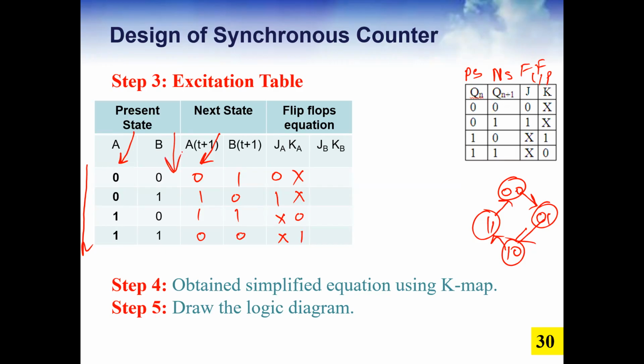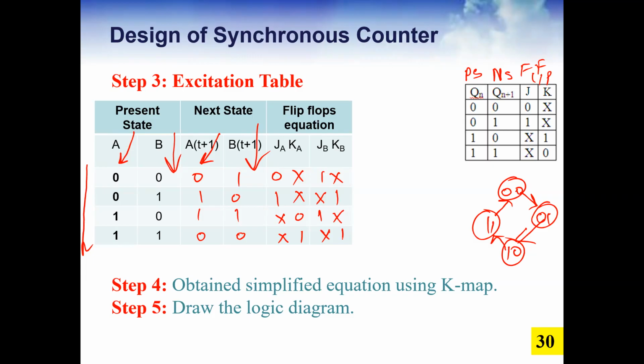Now we can focus on the B present value and B next value, which is 0, 1. So 1, don't care. Same, 1, 0, which is don't care, 1. Then we have 0, 1, which means 1, don't care. Then we have 1, 0, which means don't care, 1. Once you have completed that, you need to use the K-map and find the equations for all of JA, KA, JB, KB.